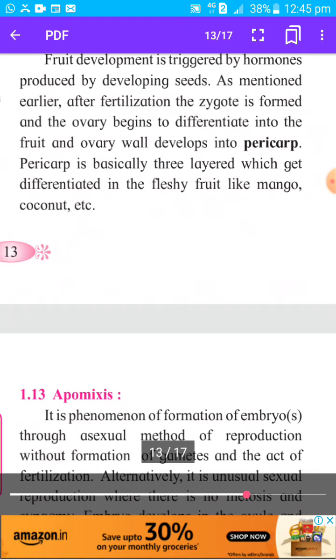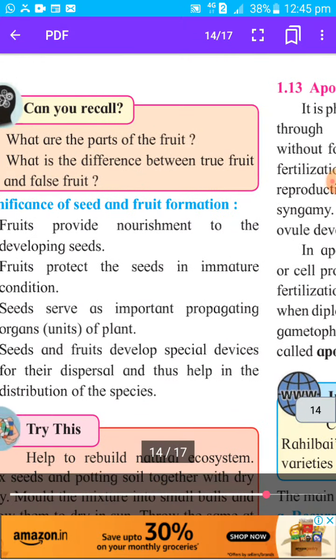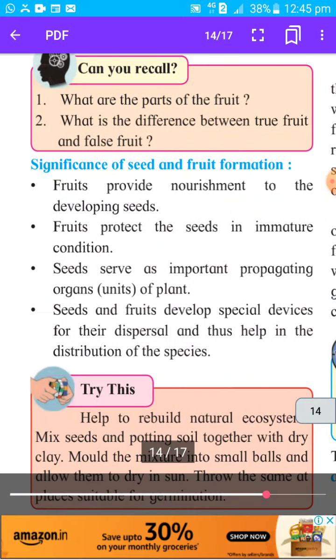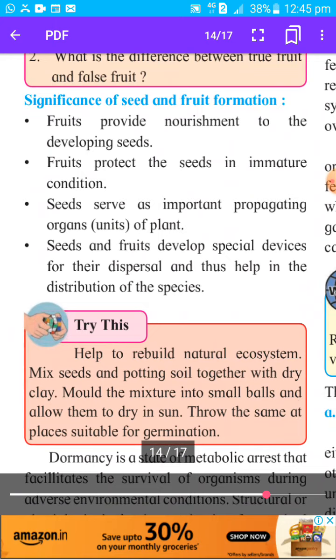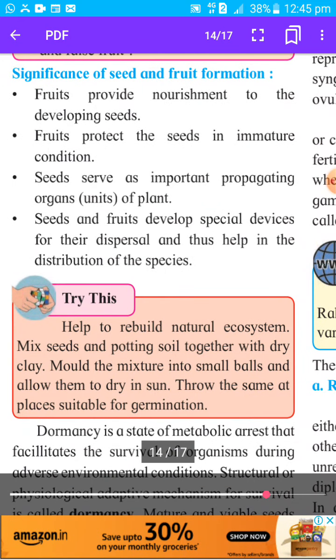The pericarp is basically three layered, which get differentiated in fleshy fruits like mango and coconut. So we can clearly see these three layers in the fleshy fruits. These are the three layers in the fruits you must have studied in 11th standard. Can you recall? Then the significance of seed and fruit formation. Significance means what is the importance of this fruit formation and seed formation. Fruits provide nourishment to the developing seed.